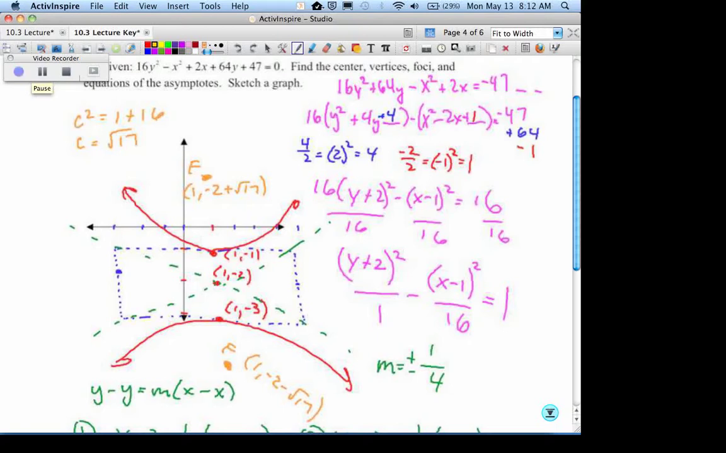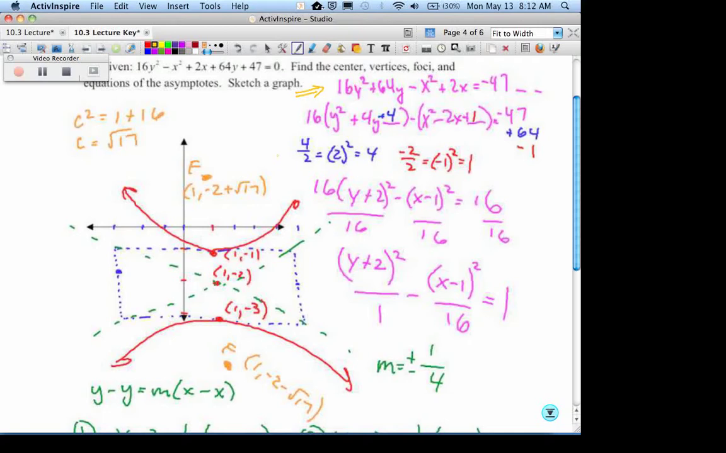So over here, you're starting with 16y squared plus 64y. So what I'm doing at first is grouping the positive squared value first and the other variable. And then the negative x squared goes second with the 2x. And I had to move the 47 to the other side. So that's why that's negative 47.